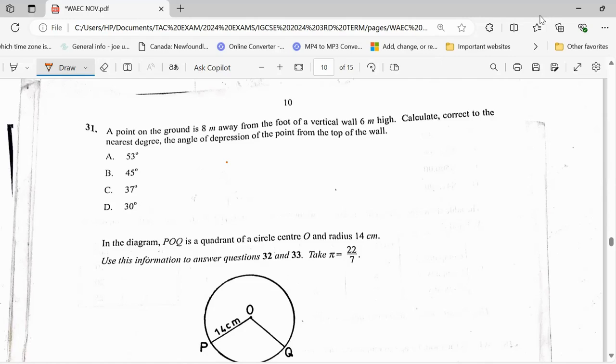So today we are going to move on with solutions to question number 31 through question number 40.